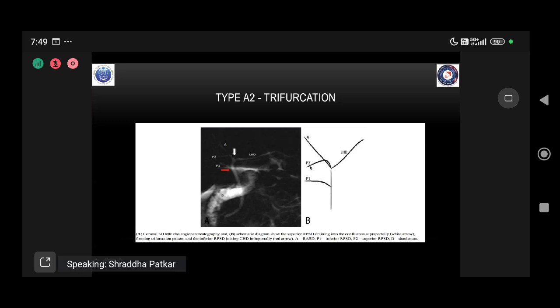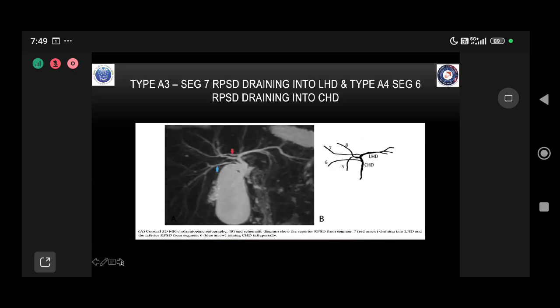This is a trifurcation. As you can see, this is the superior right posterior sectoral, which is just draining at the confluence. So if you are dissecting the hilar plate, you can injure this. So we have to be very careful while dissecting at the hilum. Try to avoid energy devices. Do some sharp dissection with scissors, and you will be okay.